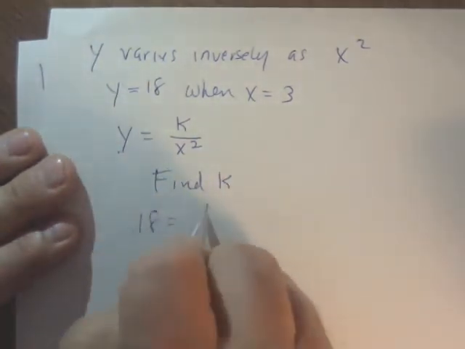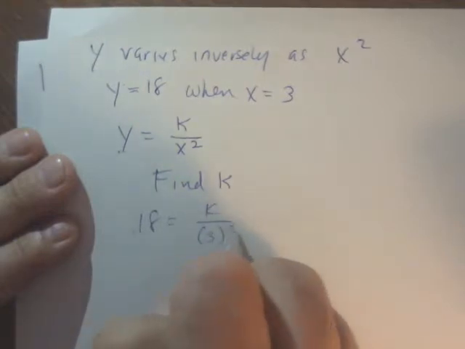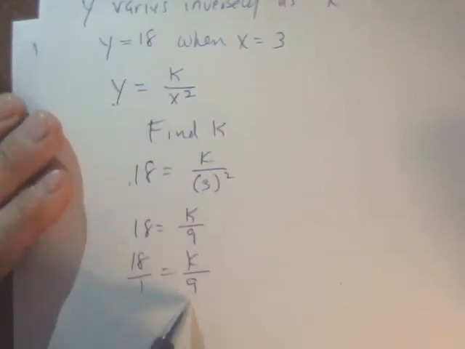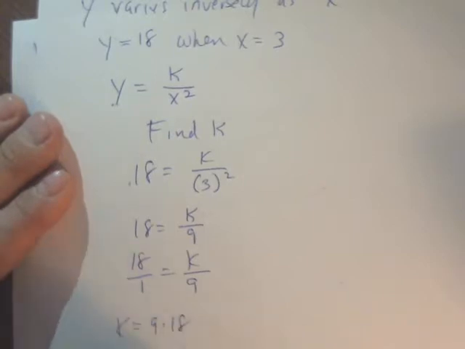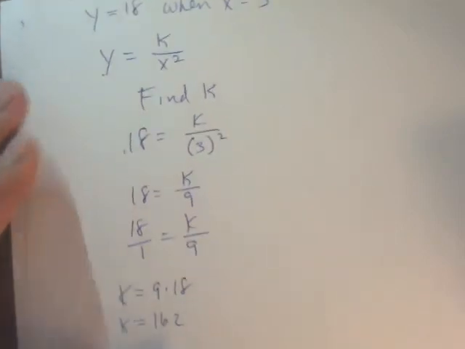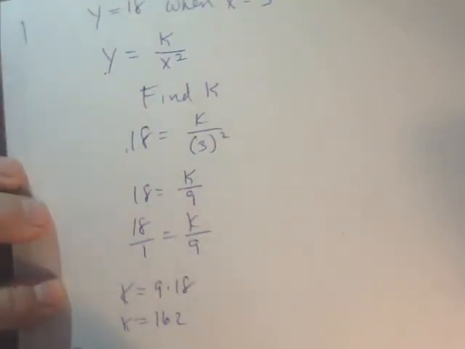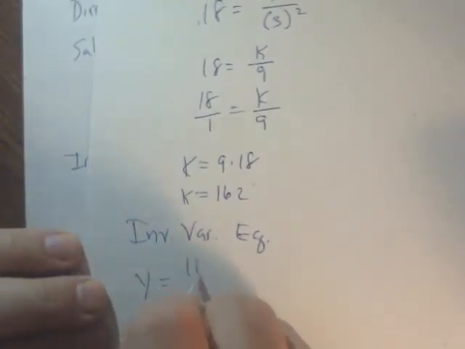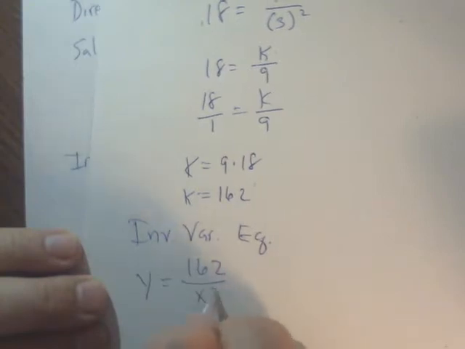So 18 is k over 3 squared. 18 is k over 9. And here's kind of where the use of proportions comes in handy. Cross multiply. So k is 9 times 18, and k is 162. So my inverse variation equation is going to be y equals 162 over x squared.